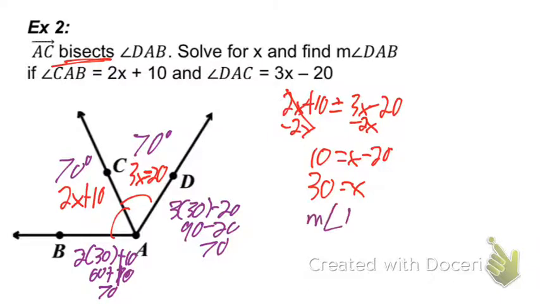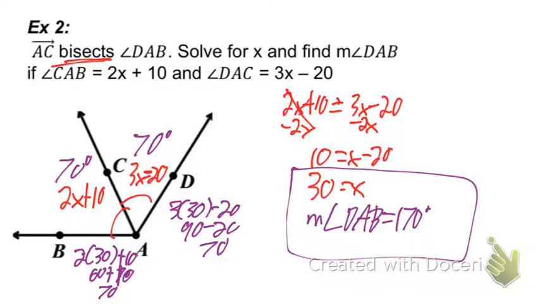So what's the measure of angle DAB? 140 degrees. Very good. Add them together. Put 170. I just put 170, didn't I? Yes, you did. That's what I call a botch. Okay. I know. Botch? All right.